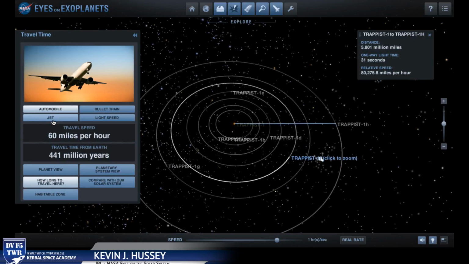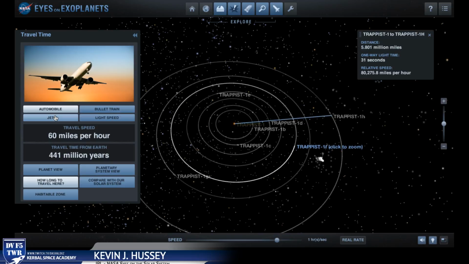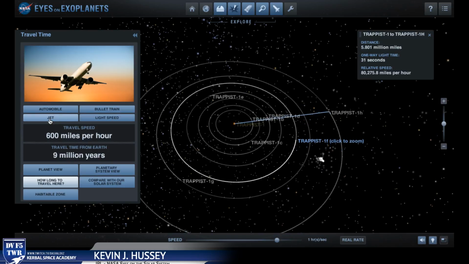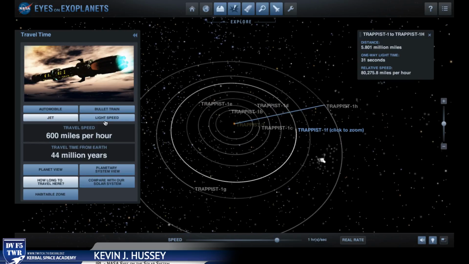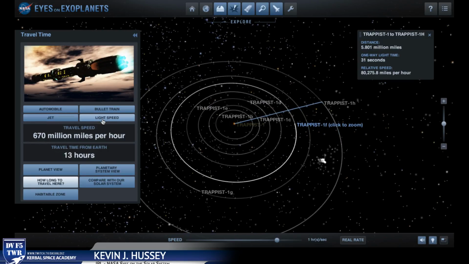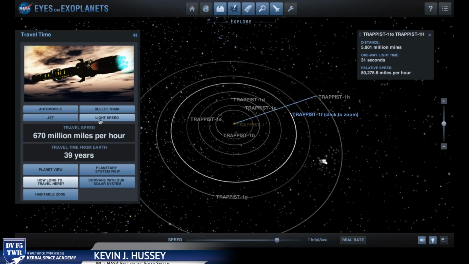But as we know, a jet's so much faster. This will cut down the time, something more palatable. At 600 miles per hour, it's only 44 million years. No big deal, right? Clearly, if we travel at the speed of light, we should get there in no time. 39 years. That's cool.